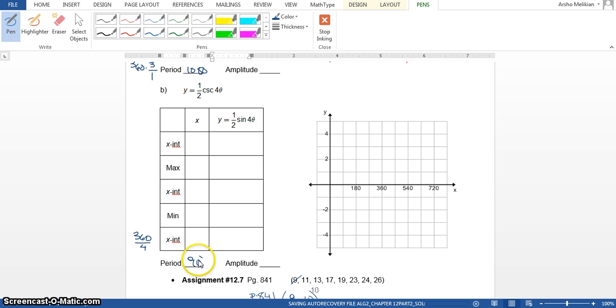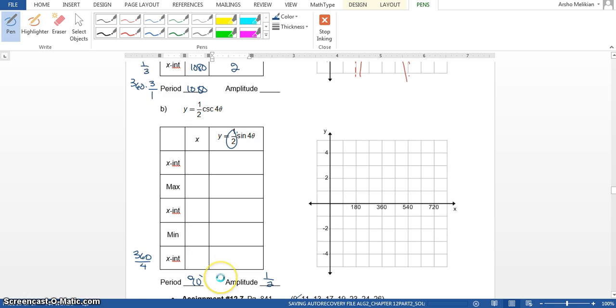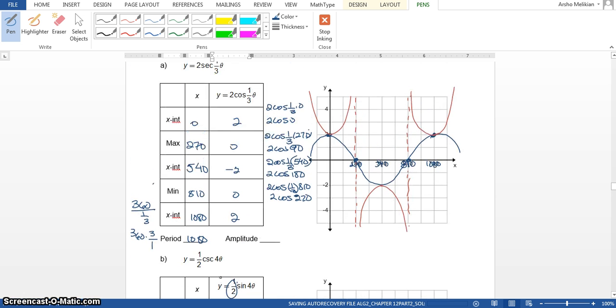All right, now the amplitude of the sine is going to be 1/2. Right? The amplitude of the sine is going to be 1/2. So it's going to be very flat. Right. So for the cosecant, it would have been, for the secant, it would have been the amplitude of the cosine, which is 2. Right? And like we saw here, the amplitude of the cosine was 2.